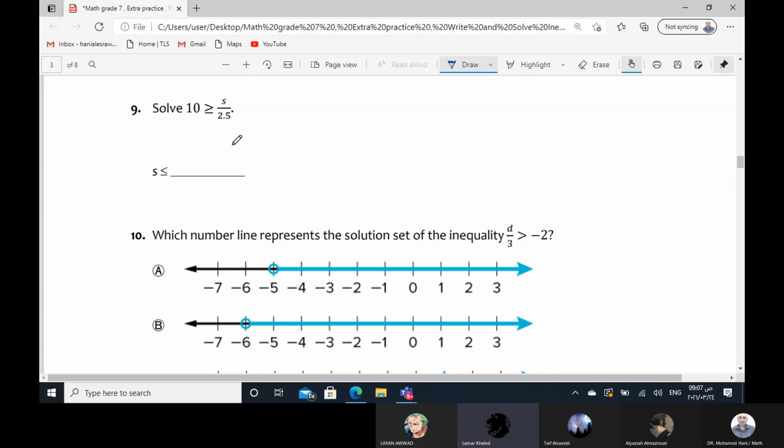Mister, the answer will be 25. Okay, thank you. Who has a different answer? Mister, when you finish, can you explain why they change the signs? Oh, thank you.